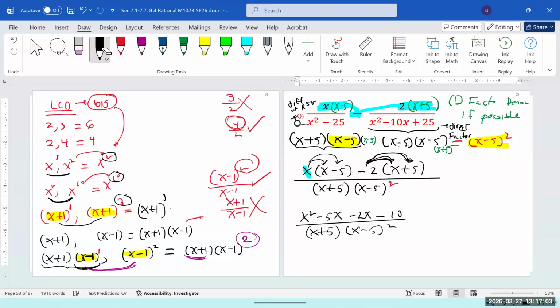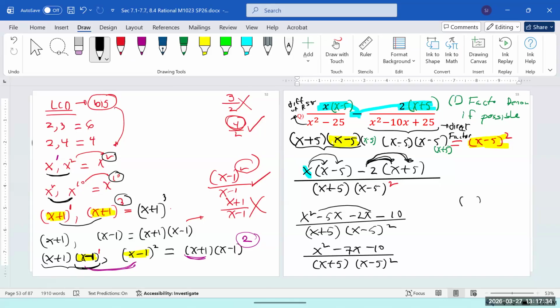The last step says simplify the numerator. So do you have anything to simplify on the numerator? Anything to combine? So x squared, how many x's do we get? Negative 7x minus 10. And we have x plus 5 and x minus 5, 2 of them. And then you have to check, is the numerator factorable or not?